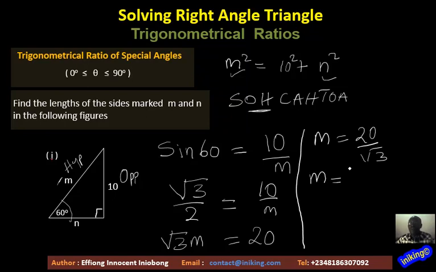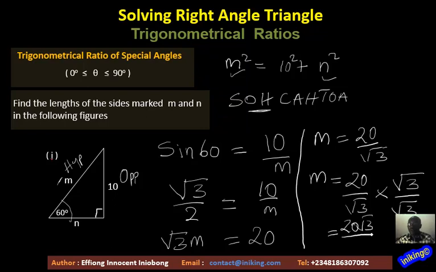M cannot be left this way. Why? Because we are not allowed to leave a fraction with the denominator as an irrational number. Root 3 is an irrational number. So what do we do? I'm going to rationalize. How do I rationalize the denominator, which is irrational right now? I'll simply multiply both the numerator and the denominator by that value of the denominator, that is root 3. Doing this will give me 20 root 3. Now root 3 times root 3 will just give me 3. And that's it for M.